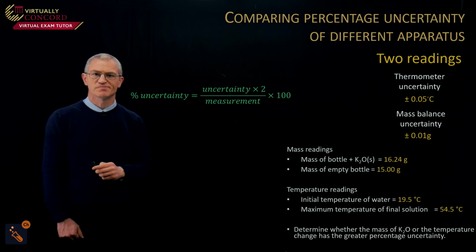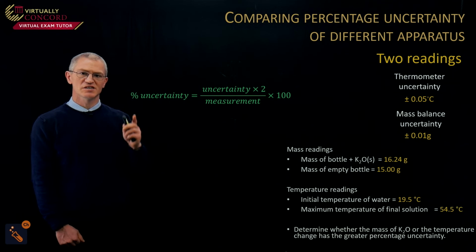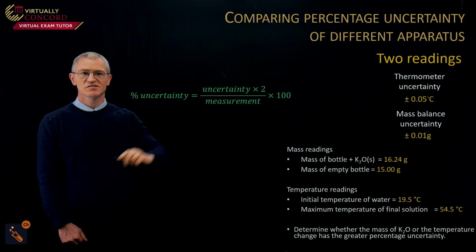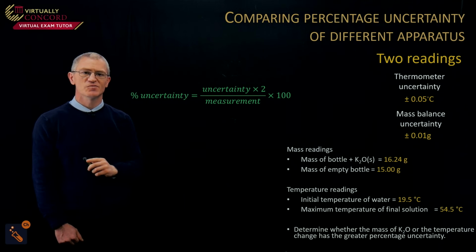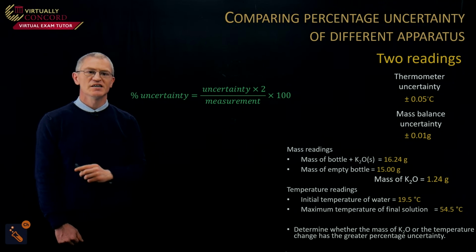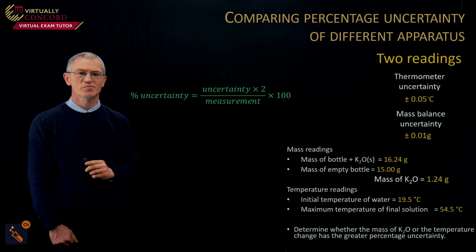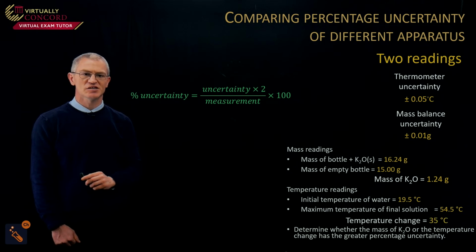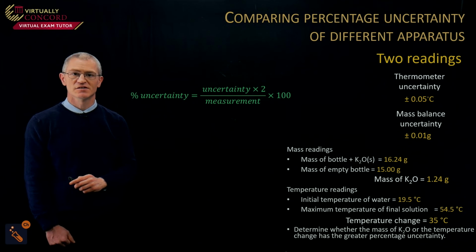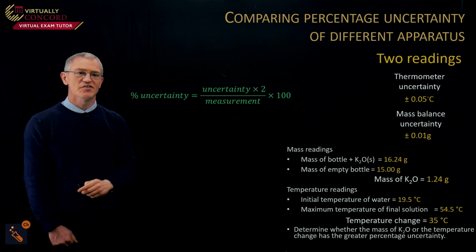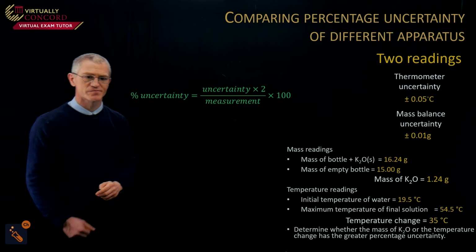So let's do that. To do the percentage uncertainty, we need the uncertainty itself, which we're given in the top right corner here, 0.05 and 0.1. And we need the measurement. We can get the measurement by taking these different readings and minusing them from each other. The first one is the mass of potassium oxide being 1.24 grams. And then the temperature change is 35 degrees Celsius. So we have a measurement for both the temperature and the mass balance.